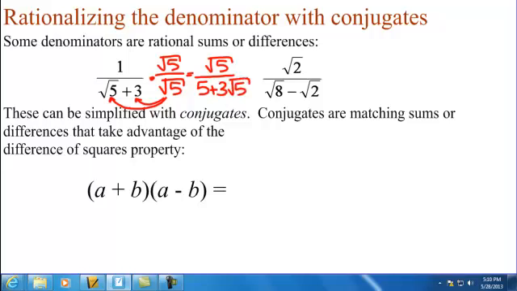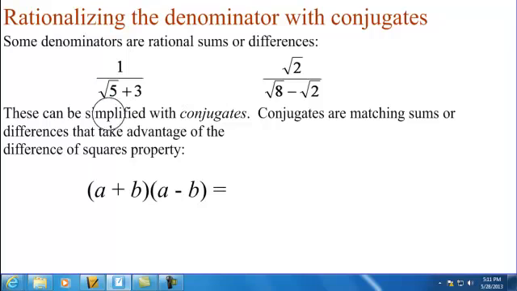I would still have a square root in there. And it would become this vicious cycle of over and over, just one of them having a square root. So we need to do something called multiply by its conjugate. And a conjugate is something that follows this property right here. Conjugates are matching sums or differences that take advantage of the difference of squares property.